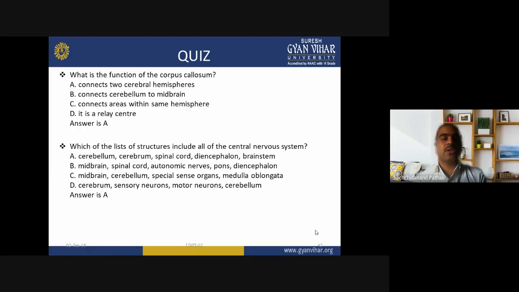What is the function of the corpus callosum? The corpus callosum will connect the hemispheres. So yes, answer A is correct. It will connect the two cerebral hemispheres.